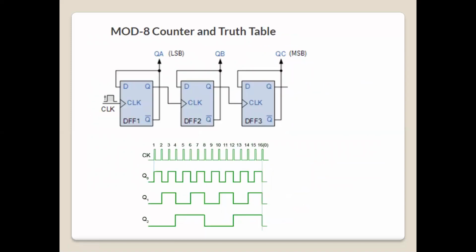If you are using a mode 8 counter, we can say that it is a divide by 8 counter. The clock frequency is given to the first flip-flop clock input. The output of the first flip-flop will be divided by 2. The output of the second flip-flop will be divided by 4. The output of the third flip-flop will be divided by 8. That's how the division of the clock signal occurs.